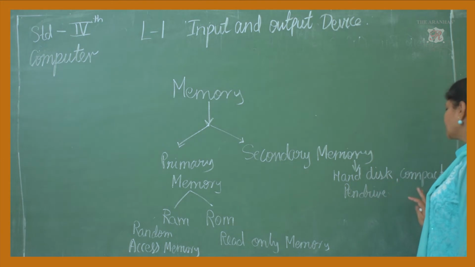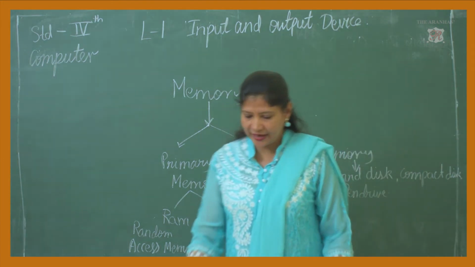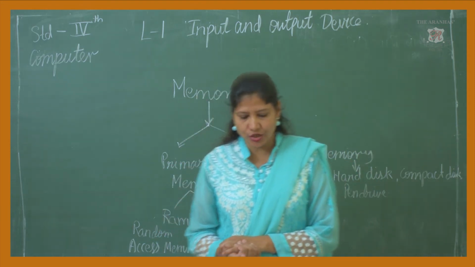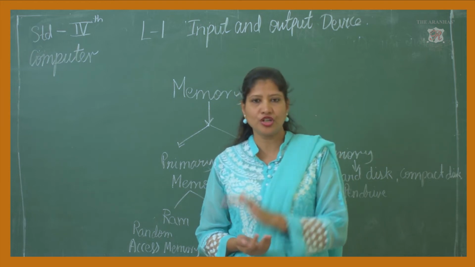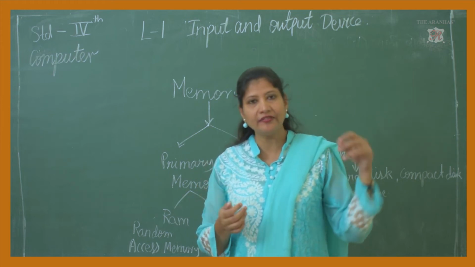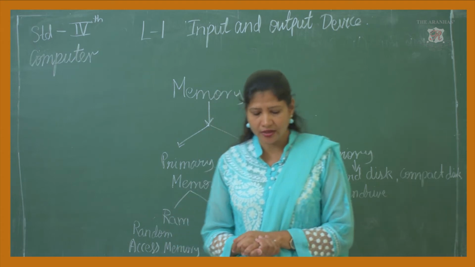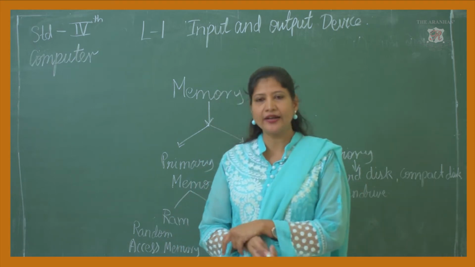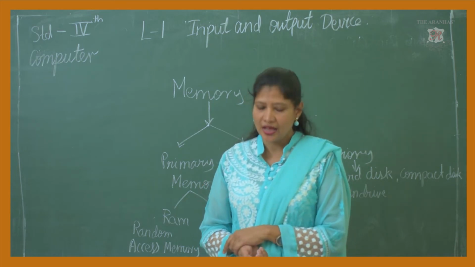Hard disk, compact disk and pen drive. These are the sources of secondary memory. Now, the hard disk is used to store every piece of information on the computer for your future use. Whatever you want to store, it will be useful for your future. It stores all the temporary and permanent data on the computer.